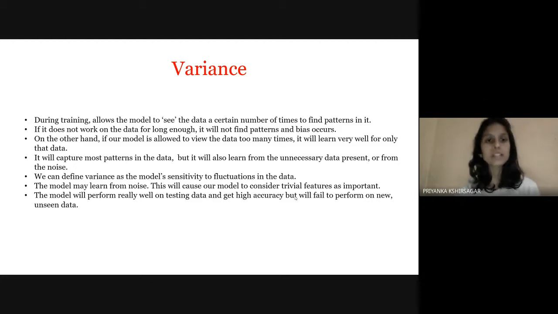The model may learn from noise, but this will cause our model to consider trivial features as important. As you can see, the model will perform really well on training data and get high accuracy, but it will fail to perform on new unseen data, and the variance may occur.